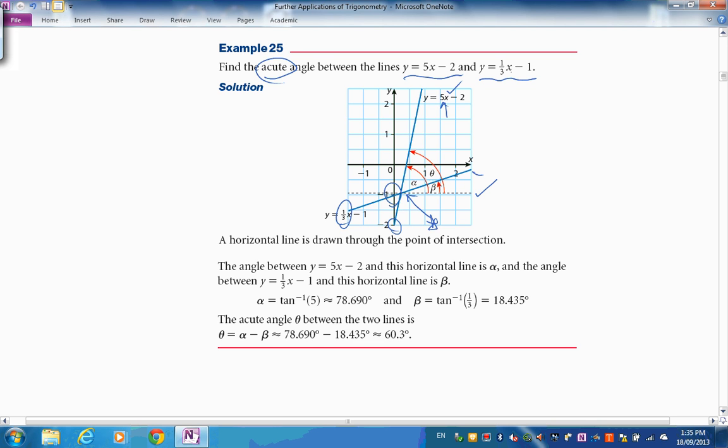Okay, so the angle at this point that 5x take 2 makes with this horizontal line will be equivalent to the angle it makes with the x-axis, won't it? Because this horizontal line is parallel to the x-axis. So what is the angle 5x take 2 makes with that line? Let's call it alpha. There it is in there, alpha. So that's tan⁻¹ of the slope, we'll say 78.6, and beta in this case is tan⁻¹ of a third, which is that. But have a look now, the actual angle between the lines is the difference between the two. This is alpha take beta, big one minus small one, which is approximately 60.3.